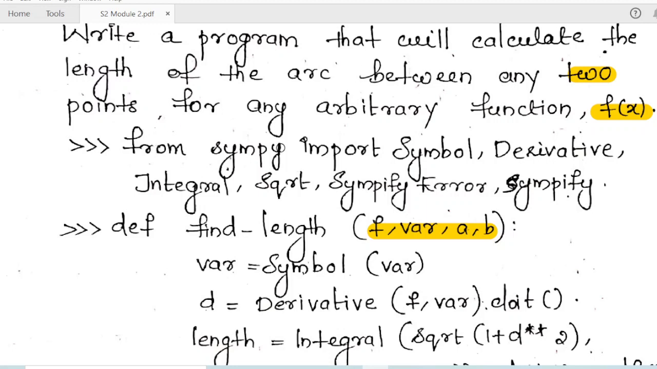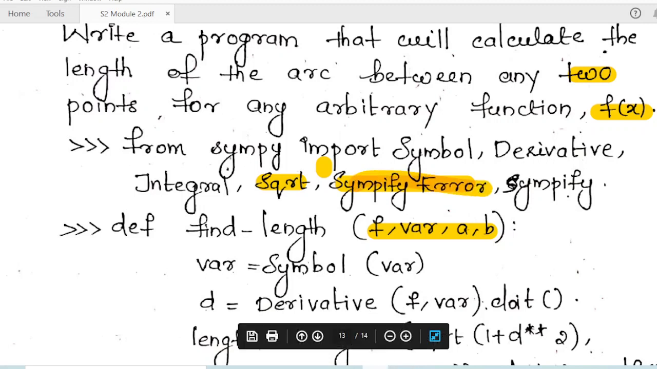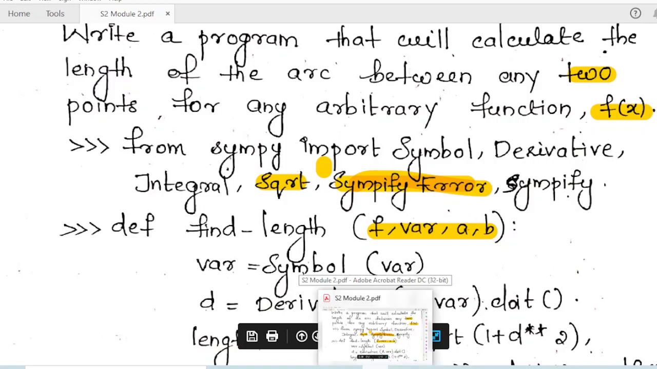So let us see, from sympy import symbols, derivative, integral, and if you're using square root, then sqrt should also be imported. And as I have said earlier, simplify also comes here, but when we have to import a simplify error, we have to note the complete lines specifically, as I said earlier.